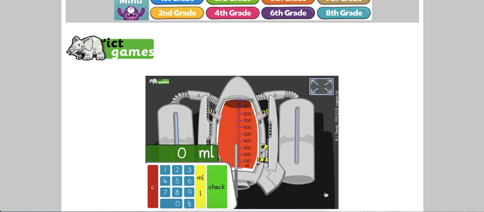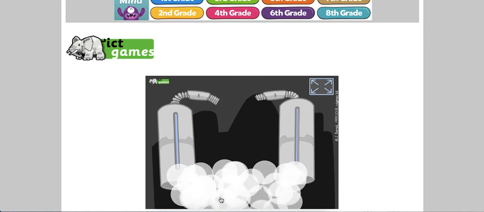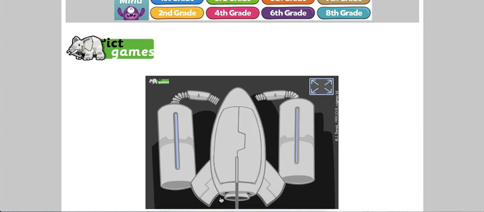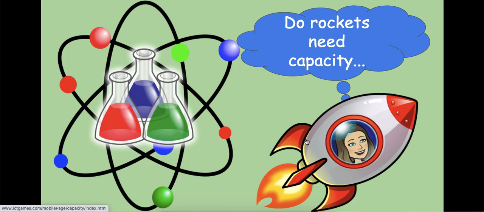Okay, can you write on your whiteboard how many milliliters of fuel is in the rocket? Did you write 1000 milliliters? And there we go. It flew off. And also, if you wrote 1000 milliliters, that is equal to 1 liter of fuel. 1000 milliliters equals 1 liter of fuel. Right, so let's carry on with the presentation. Thank you for playing capacity rocket fuel with me.